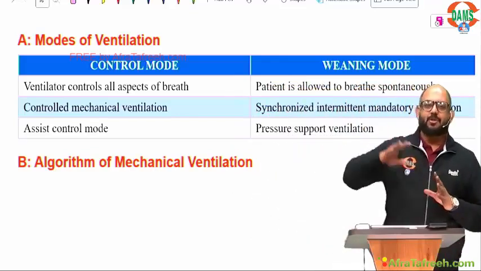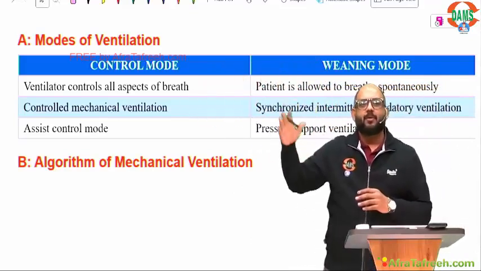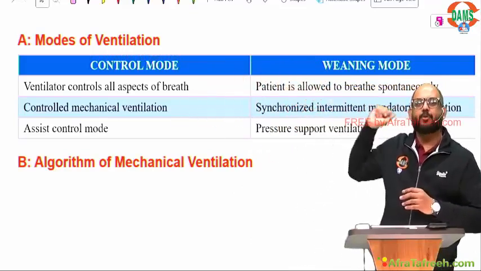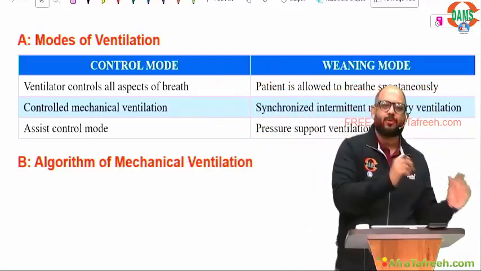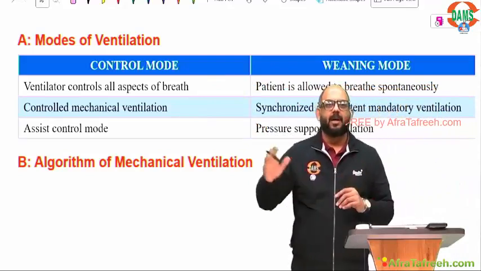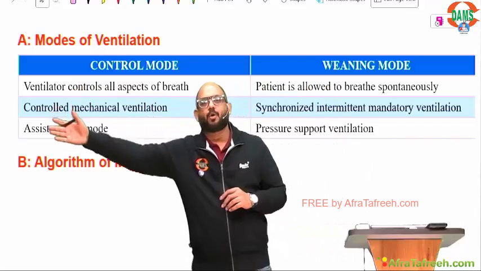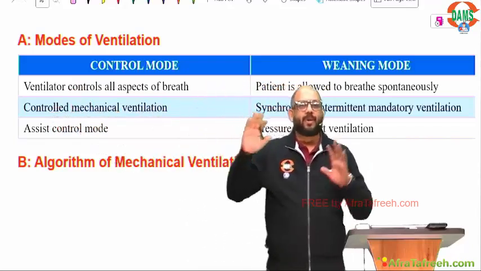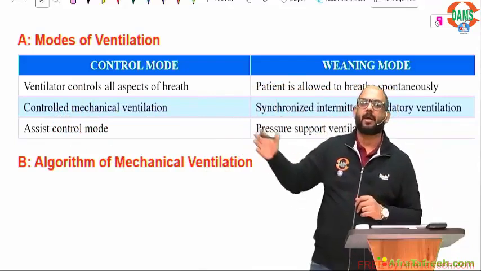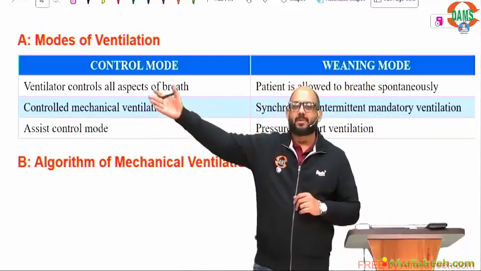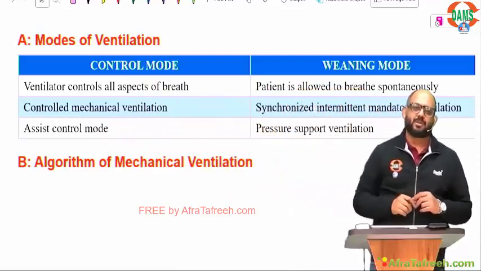They will ask you either a control mode or a weaning mode. Weaning means when you are allowing the patient to breathe spontaneously. Control means when the ventilator controls all the aspects of the breath, right? Second, wherever you see the word control is a controlled mode of ventilation. Wherever you don't see a control, then it might be a weaning mode of ventilation. And here you have two examples, control, assist control. Here you have two examples, SIMV and pressure support ventilation.